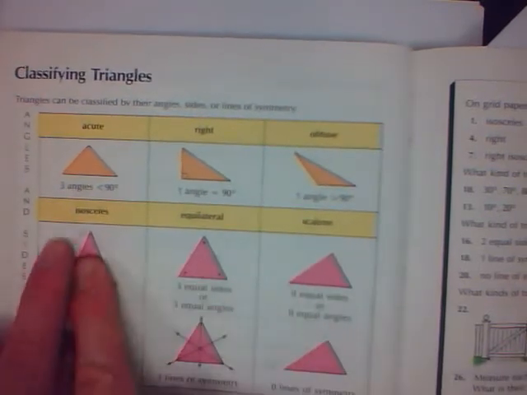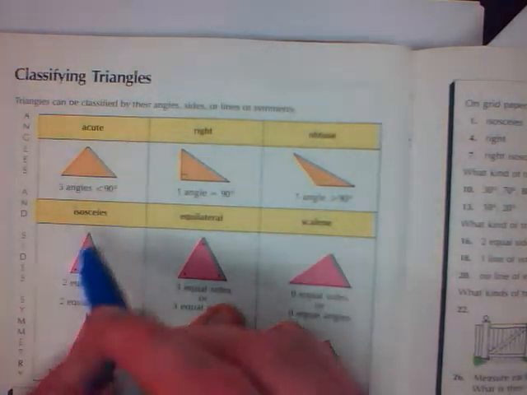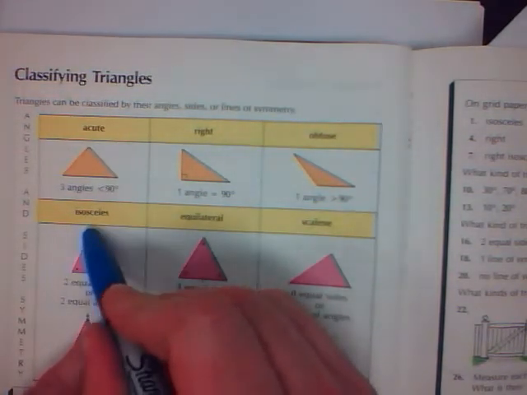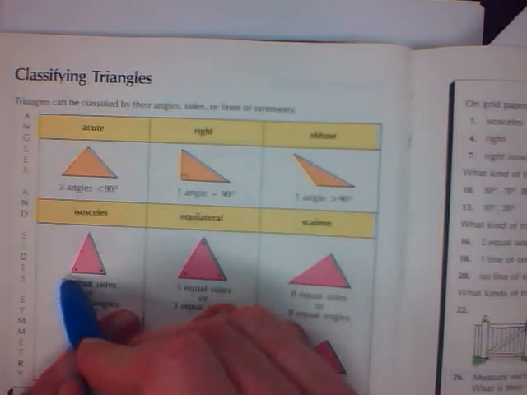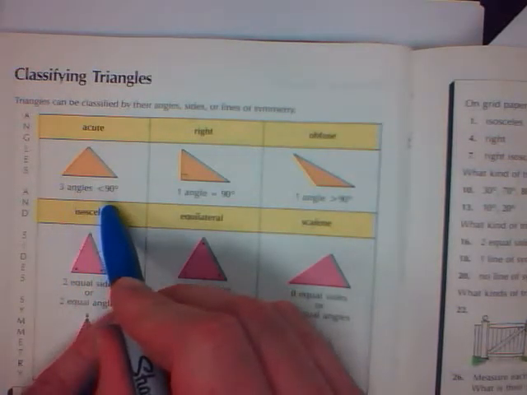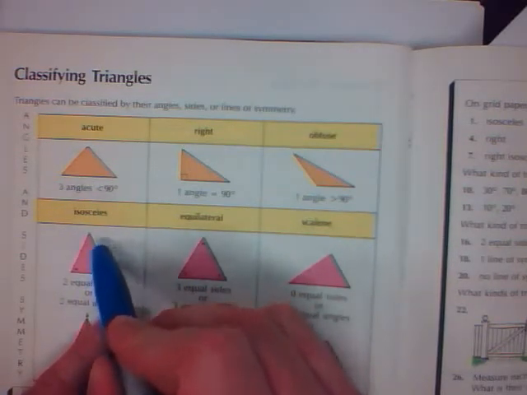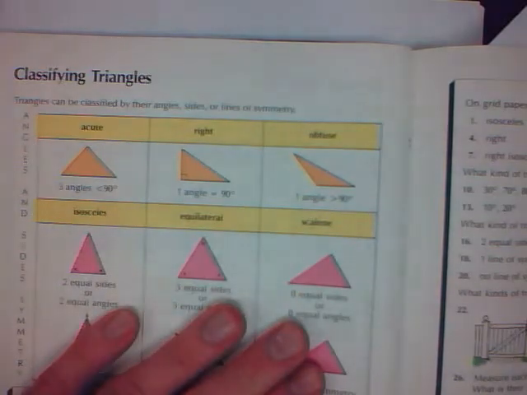Here we have the classification due to sides. Here you can look at the three different sides. If it has two sides that are equal, which automatically causes these two angles to be equal, it is isosceles. If either of those are true, if it has two equal angles, it automatically has two equal sides. If it has two equal sides, it will have two equal angles.